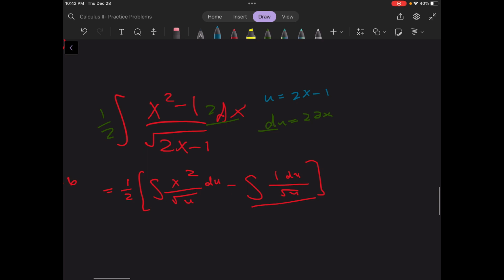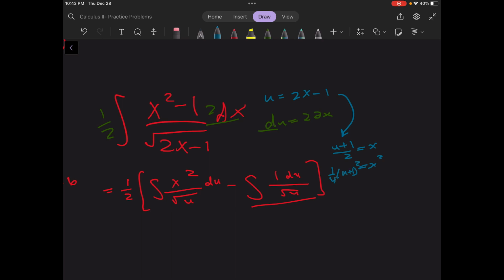So let's take this u. We don't know what x squared is, but if we can figure out what x is, we could square that to figure out what it is. So let's see. Let's add 1 and divide by 2. So u plus 1 divided by 2 is equal to x. So x squared is just that squared. So 1/4 times u plus 1 squared.